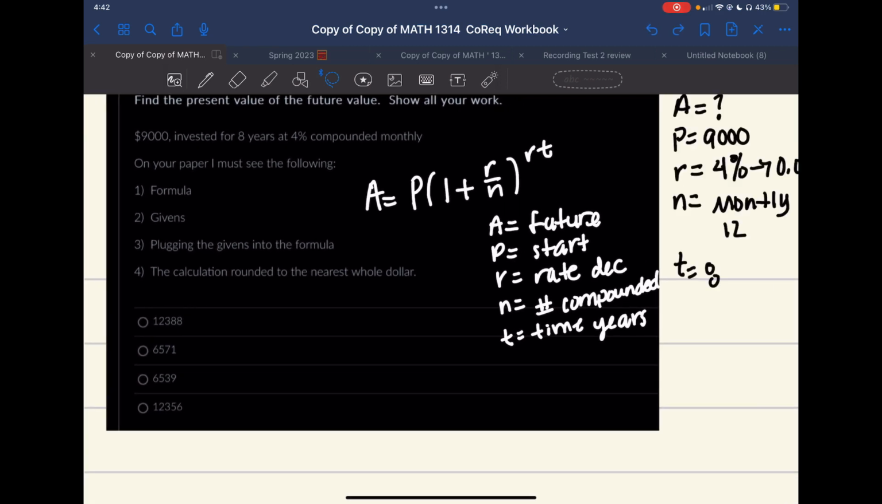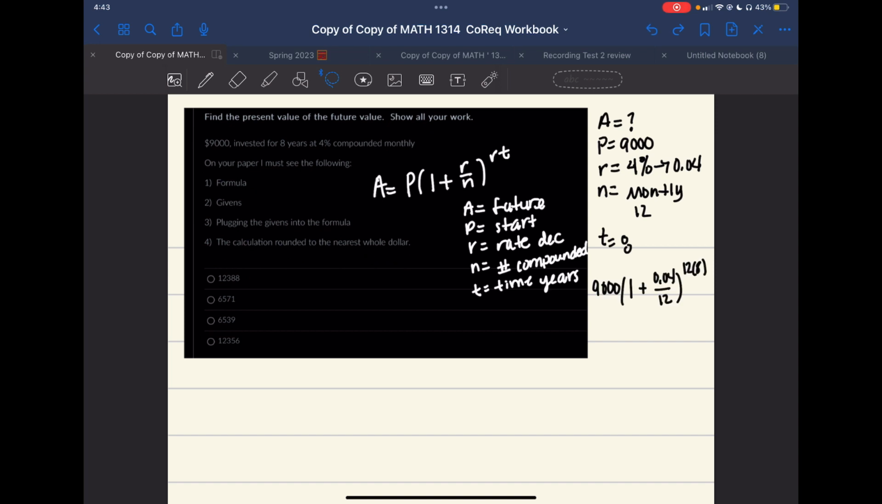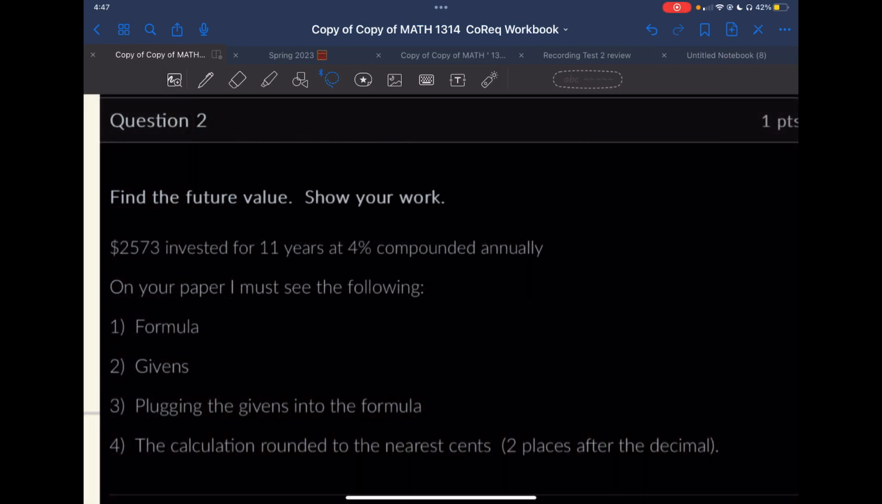So we have A equals what we're looking for. P is your present value, 9,000. Your rate is 4%, that's 0.04. N is monthly, and that's 12. And then our time is 8 years. So we put this all together: 9,000 times 1 plus the rate over the times compounded, raised to the exponent of the times compounded times 8 years. And my final answer is, I'm sorry, $12,388.